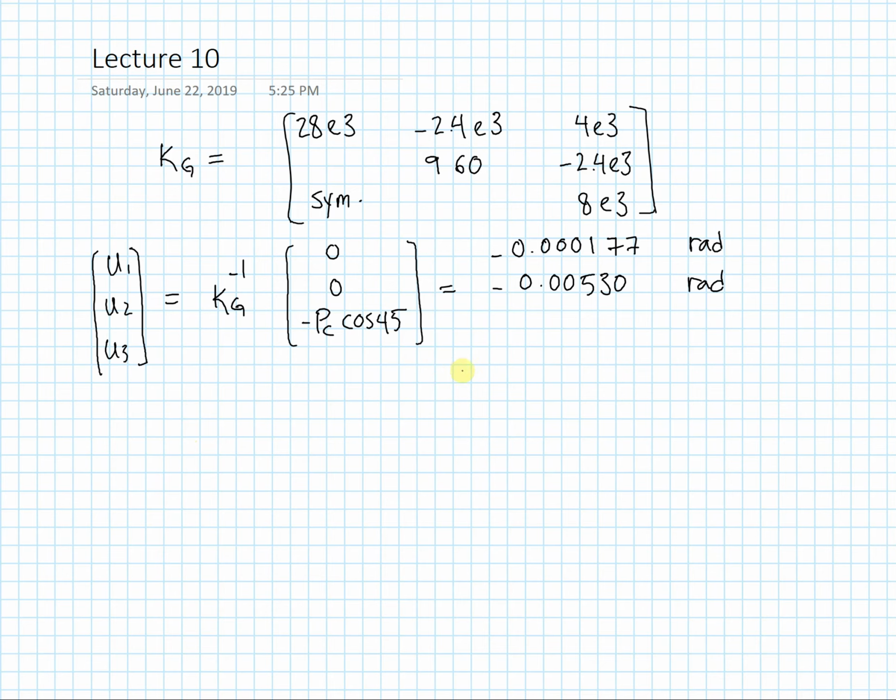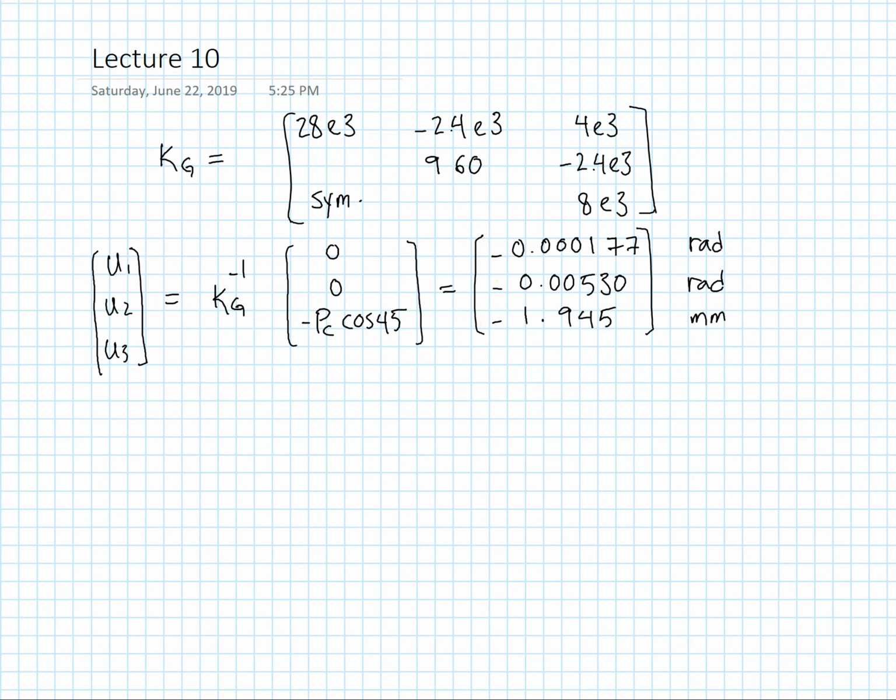What's clear is that the rotational deformations tend to be quite small, and in real structures, deformations are in fact quite small. So this is nothing to worry about. And we have 1.945 millimeters. Okay, that's what we have in terms of the deformations.